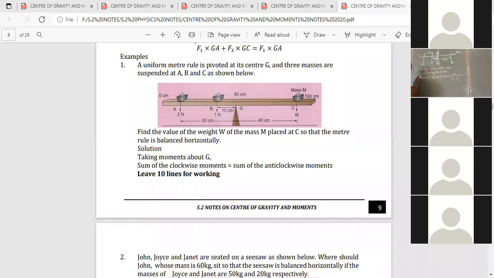Any force, by the way, it does not have to be weight, as long as its line of action is through the pivot, its moment will always be zero. And what is the reason why it is zero? You have just given me the reason. What is the reason why it is zero?